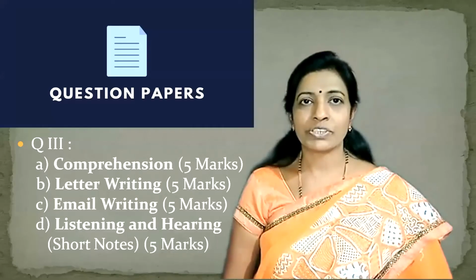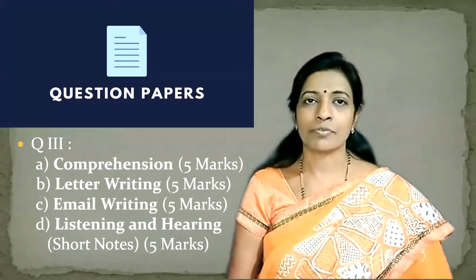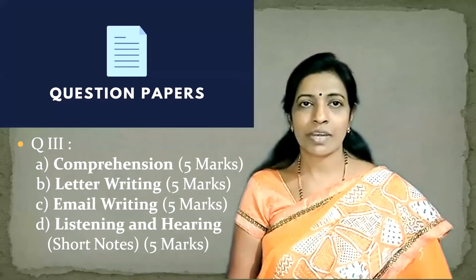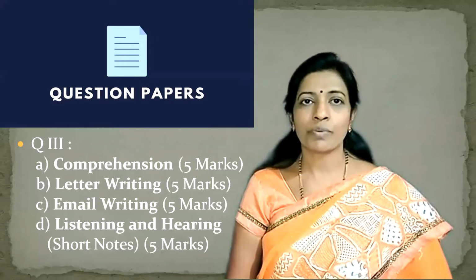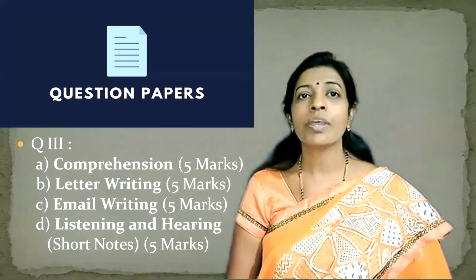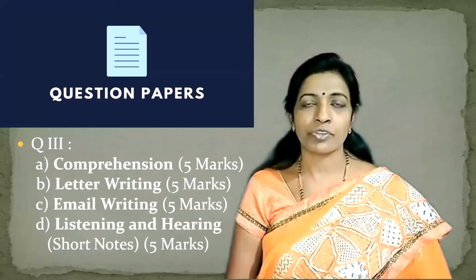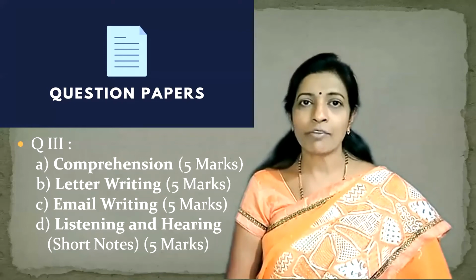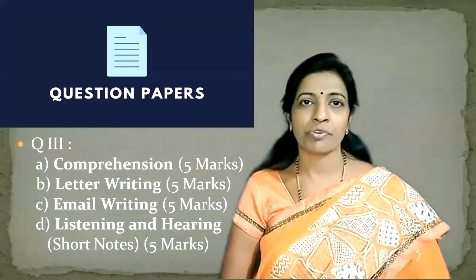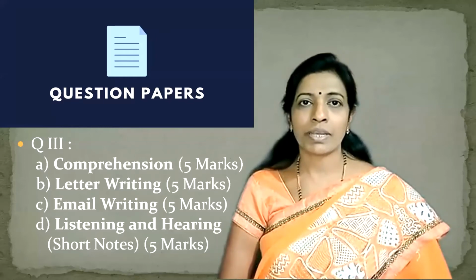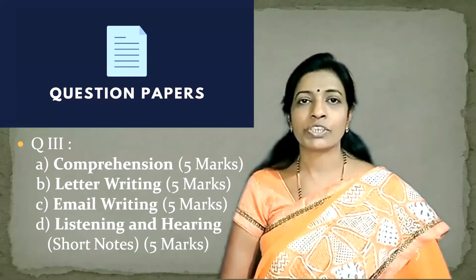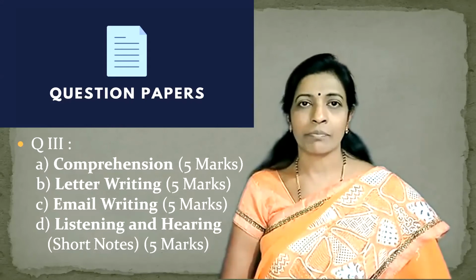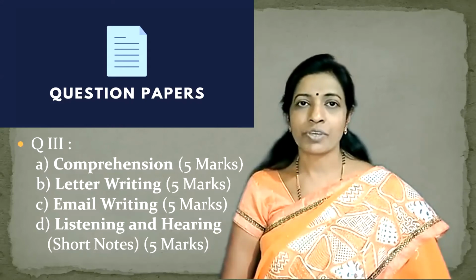The first 2 questions which you have to answer will be based on the textbook which is prescribed for you. The next 2 questions, question 3 and question 4, will be based on the grammar and composition part. So 20 marks are based on the textbook and 40 marks are based on the grammar and composition part. Now, under the grammar and composition part, in question 3, you have got 4 different kinds of questions which you have to attempt. One is comprehension passage.